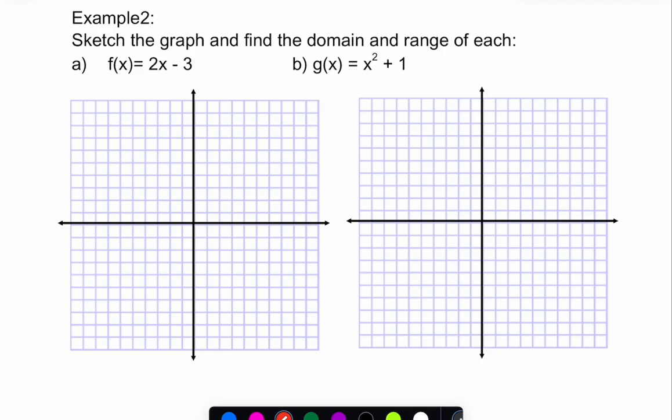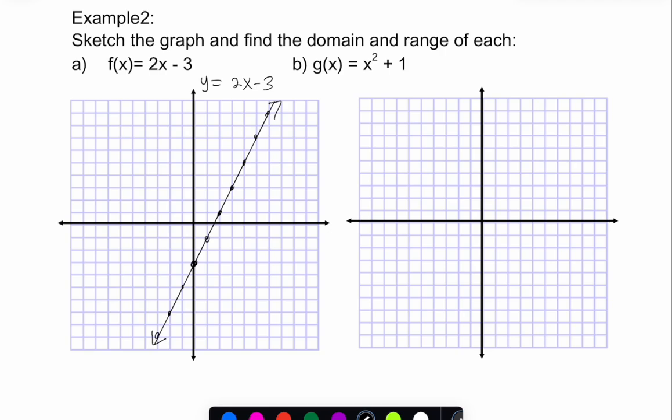A is a linear function, y equals 2x minus 3. Hopefully there's no question in your mind how to graph that. Go to the y-intercept of -3, go up 2, over 1, up 2, over 1. Also with linear functions, you can plot points. You can plug in 1 and get a value of -1. Plug in 2 and get a value of 1, and so on. So linear functions, graphing those should not cause you any grief, I don't think.